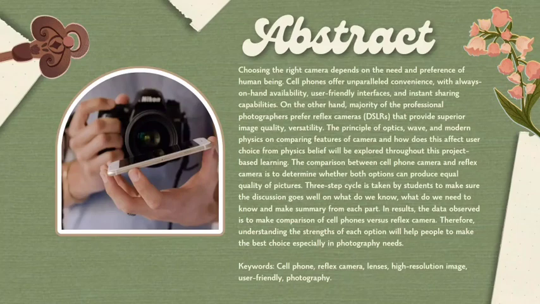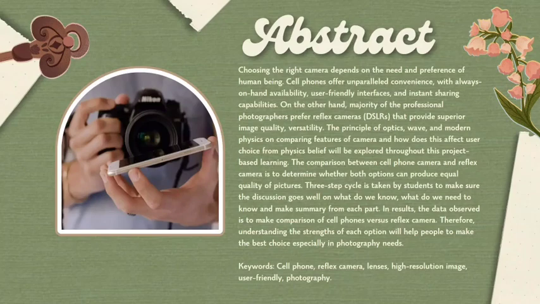The principles of optics, wave, and modern physics on comparing features of camera and how this affects user choice from physics points of view will be explored throughout this project-based learning. So the comparison between cell phone camera and reflex camera is to determine whether both options can produce equal quality of pictures. The method that we use is a 3-step cycle to make sure the discussion goes well on what we do, what we need to know, and make a summary from each part.